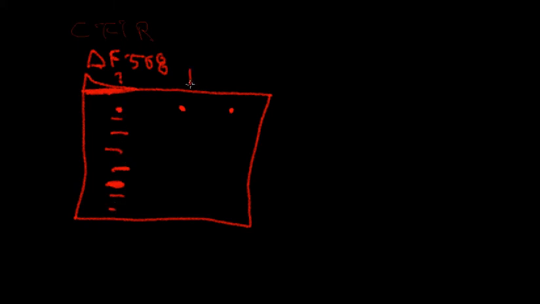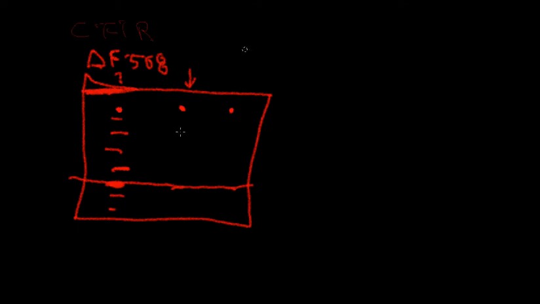Well, that's all right, because here I'm going to run a known CFTR. So it's going to be blank, blank, blank, blank, blank, and then the CFTR is going to light up right here. So that tells me that anything across this line is the same size as my CFTR.